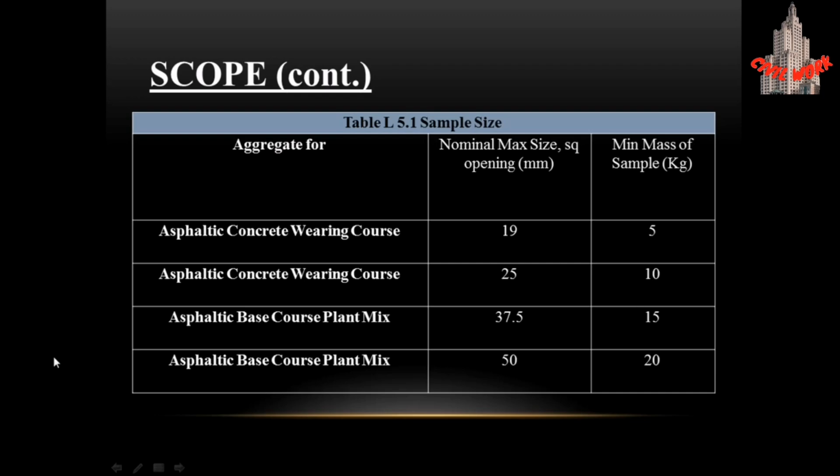When we have the asphaltic base course plant mix, then we have the nominal size, which is the passing or opening sieve, or maximum size square opening, 37.5 millimeter, and the minimum mass of the sample is 15 to 20 kg.